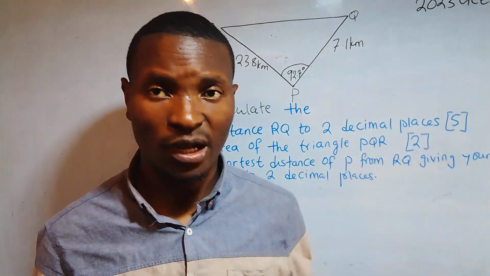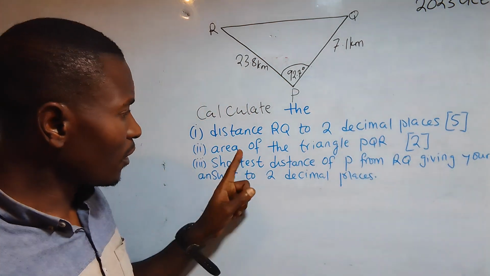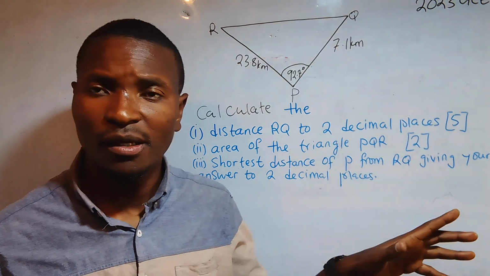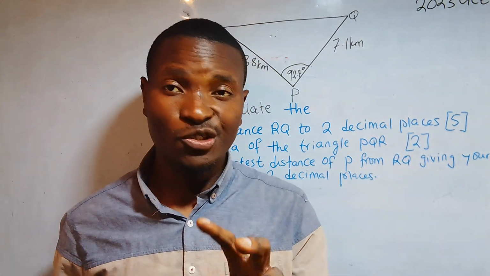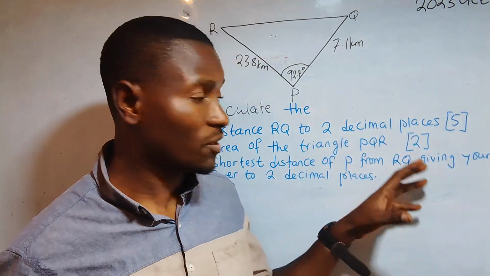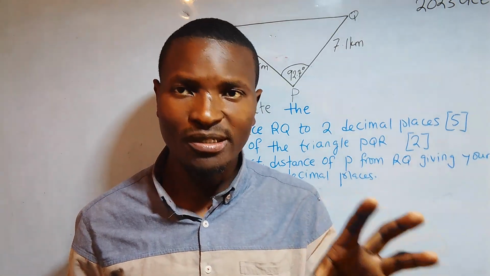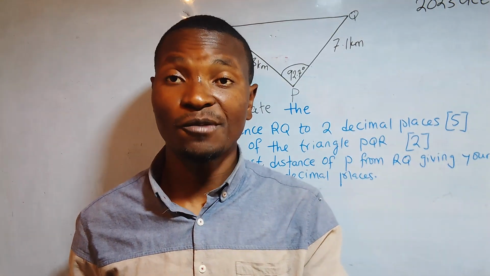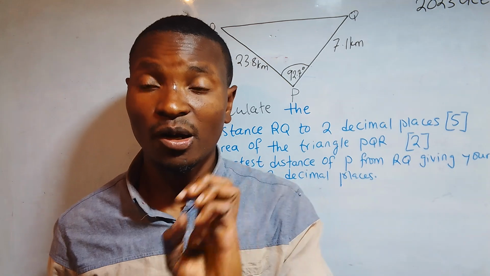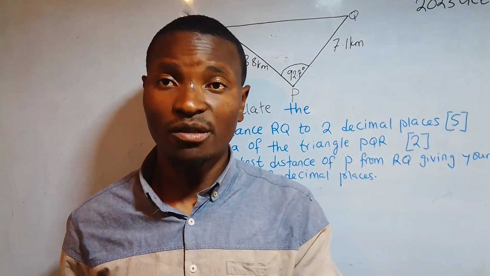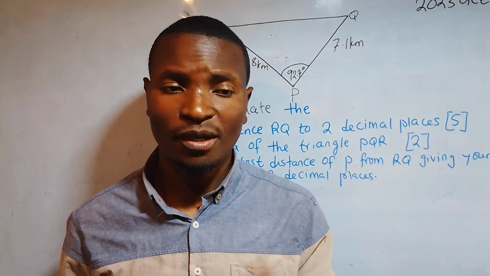So the area of this triangle, area of the triangle PQR. Now, the most important thing that you need to understand is that this question just carries 2 marks. All you need is just to understand the formula for finding the area of a non-right angle triangle. That's all you need. And here's the formula.